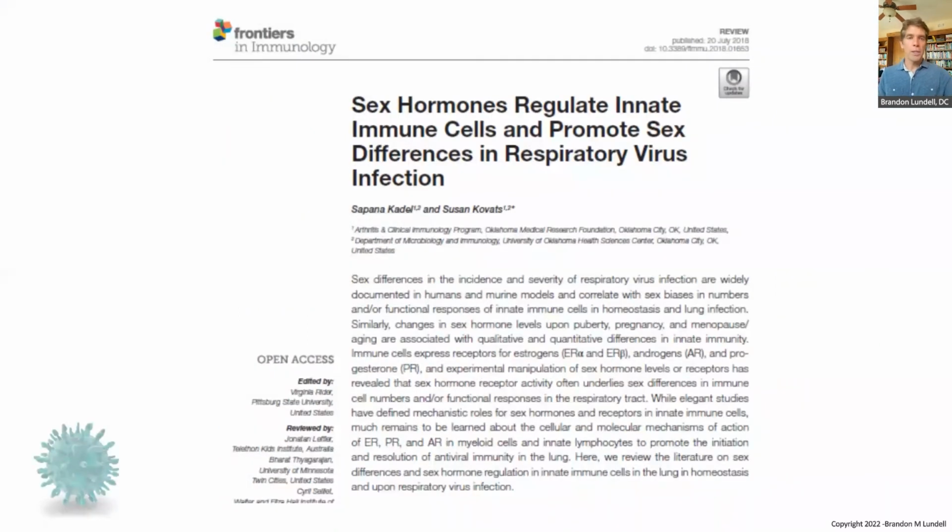Another good study, sex hormones regulate the innate immune cells and promote sex differences in respiratory virus infection. It's why death rates were higher in males, because males tend to have lower DHEA and testosterone as they get older. Next.